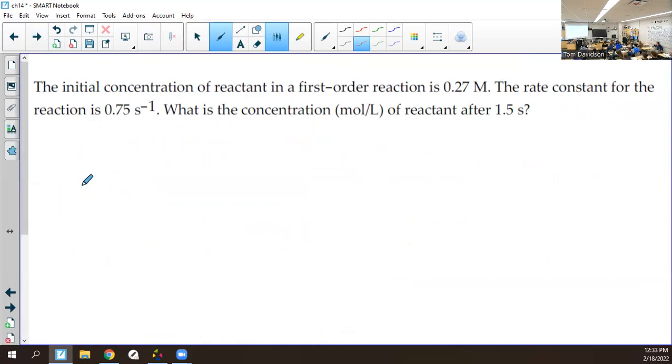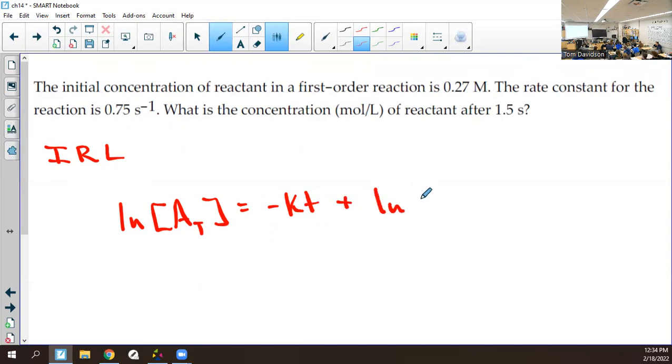Let's try some of these that will be multiple choice. The initial concentration of a reactant in a first order reaction is 0.27. The rate constant is 0.75. What's the concentration after 1.5 seconds? So what do I need to use to answer this question? In real life, the integrated rate law, right? Which I don't even have memorized. I think it's the ln of A, is that correct, anyone? This is the t, equals negative kt plus the ln of A naught. Whoops, the zero is supposed to be lower. Okay, is that correct? Yeah.